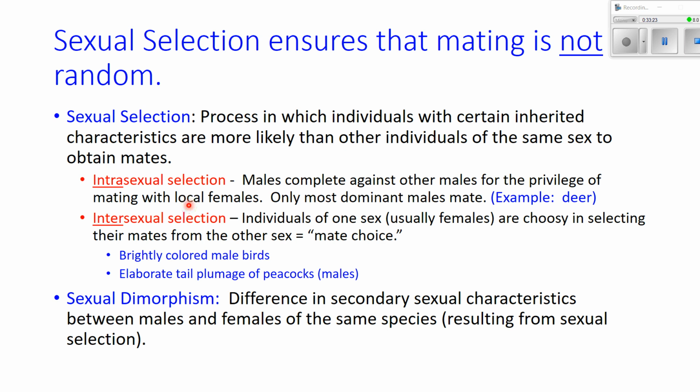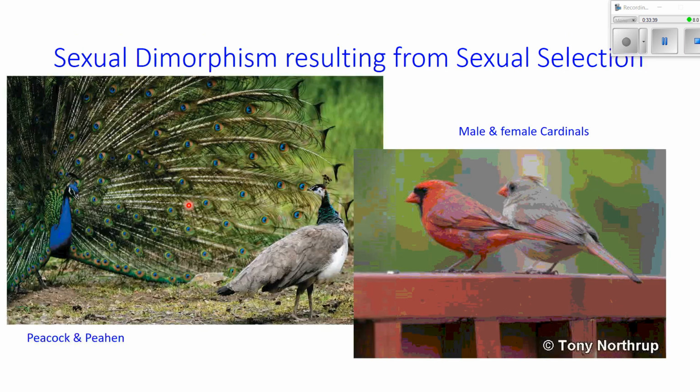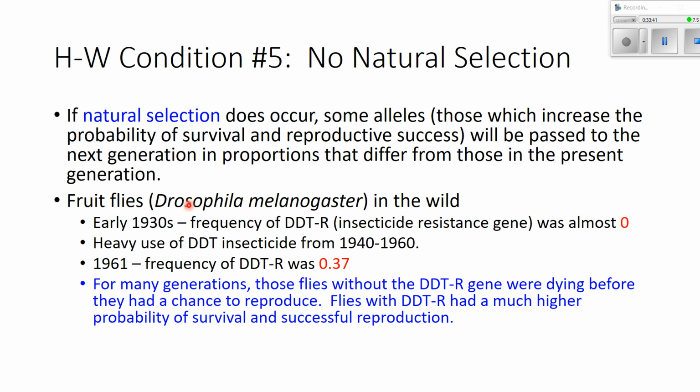Mating is not random if females are choosing very specific traits that affect whether they're willing to mate or not. If only certain males are getting to mate based on their characteristics, that by definition is not random mating.